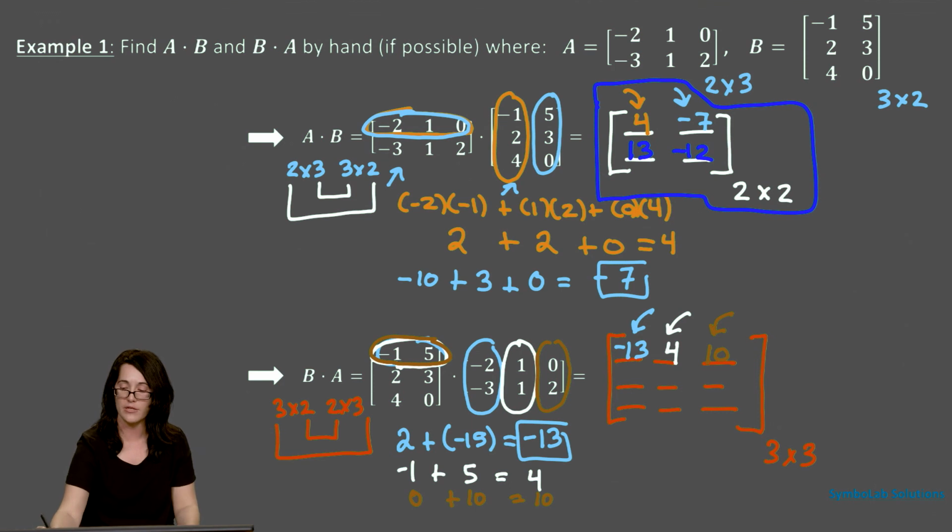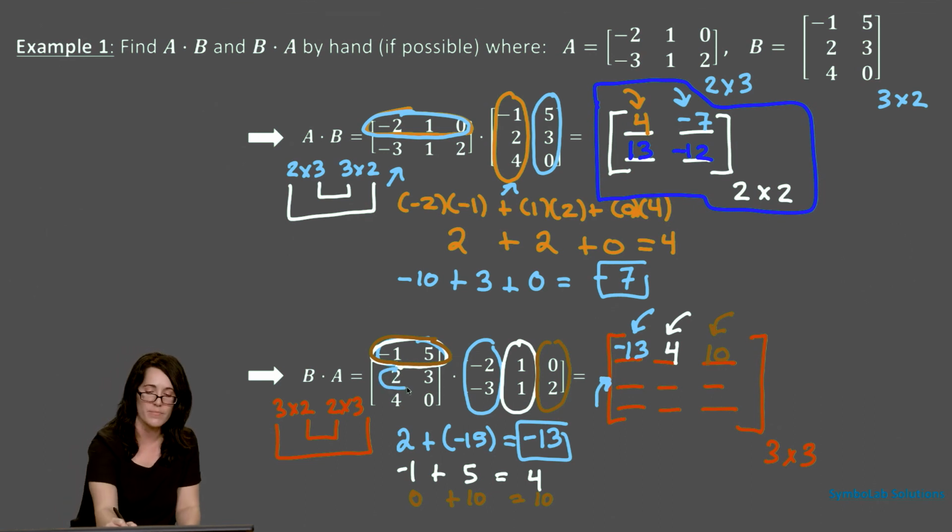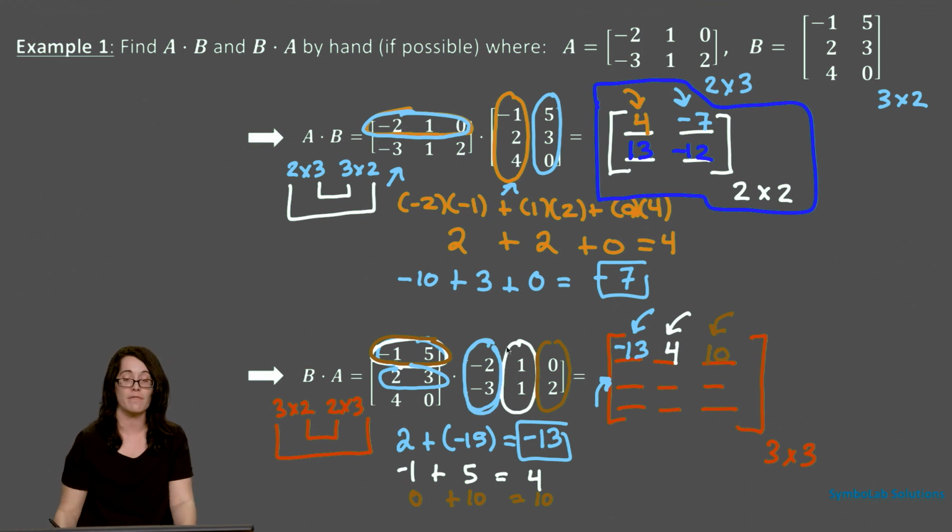Okay, so in row 1 so far, we would have had negative 13, 4, and 10. Then if you were to continue, I won't do the rest of them with you, but I will tell you where to go from here. If you're trying to get this entry in row 2, column 1, you would look at row 2 of B with column 1 of A, which would have been negative 4 minus 9. And negative 4 minus 9 is negative 13 again.